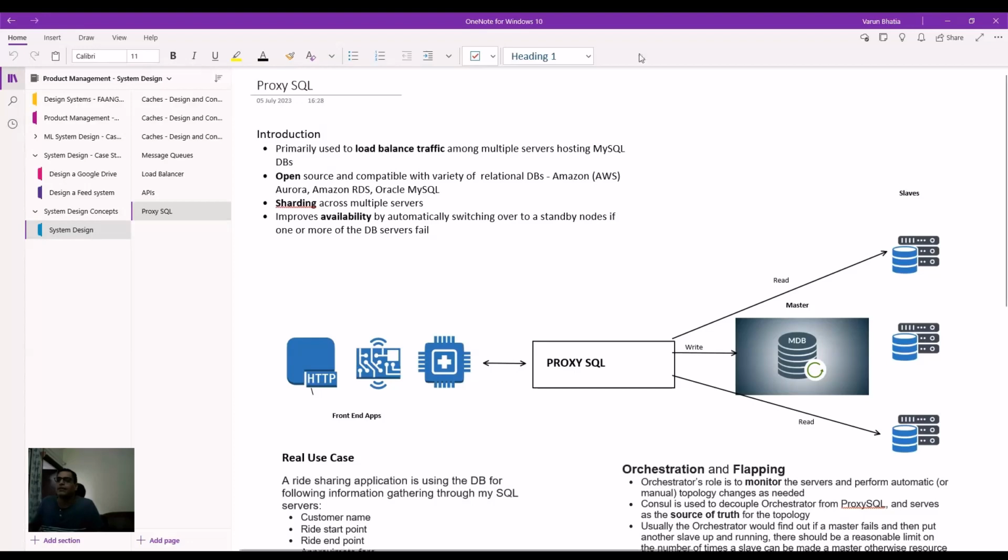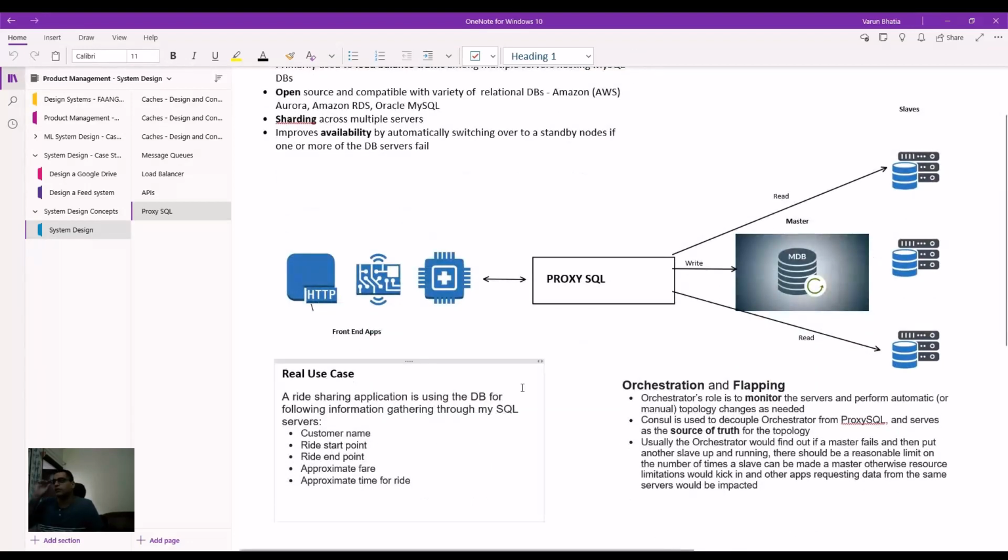Looking at the structure of how you can think of Proxy SQL, there'll be a lot of front end apps that are requesting data directly from the database. One way is that you don't put in a Proxy SQL, which is this guy here, and you just allow the writes and reads directly to your slaves, right? Which puts enormous load on your databases. Not a good system design practice, right?